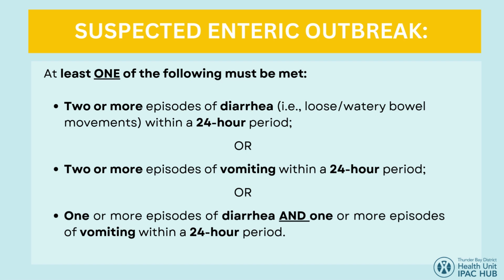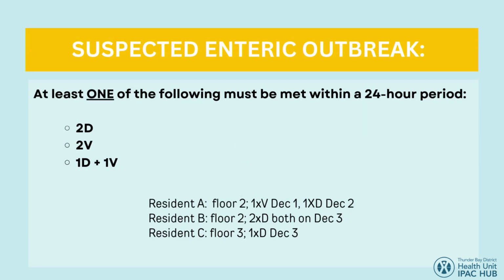So, a suspected enteric outbreak, at least one of the following must be met: two or more episodes of diarrhea within a 24-hour period, or two or more episodes of vomiting within a 24-hour period, or one episode of diarrhea and one or more episodes of vomiting within a 24-hour period. A little easier way to put it is one of the following must be met within a 24-hour period: two diarrhea, two vomiting, or a minimal one of each.